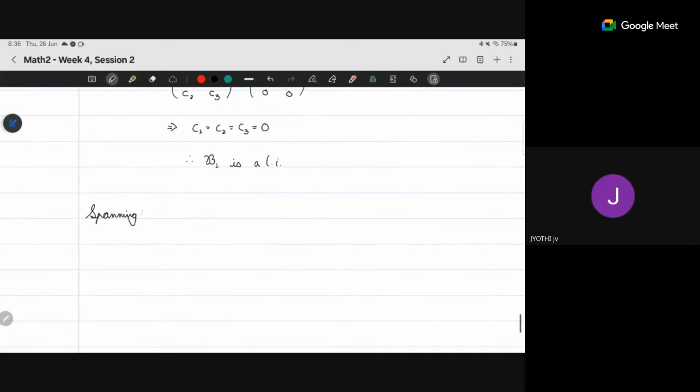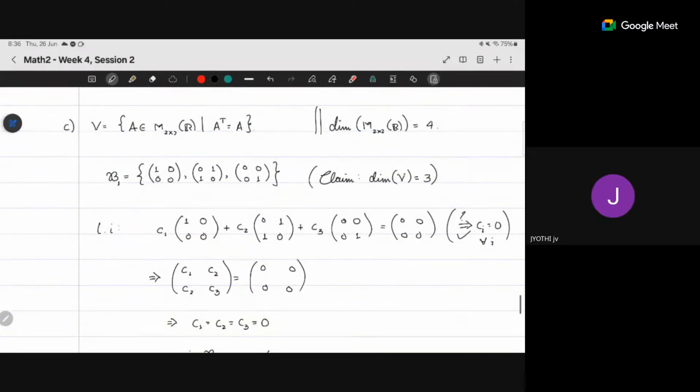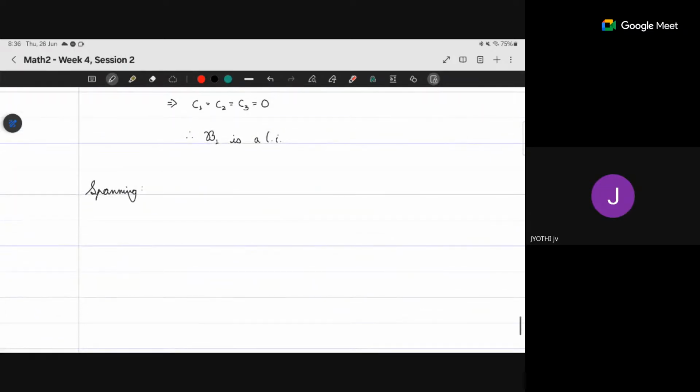Spanning. So if I want to say that B1 is a spanning set for V, then what is it that I have to show? Any element in the set can be represented using the basis B1. Yes. So what is a typical element in the set? What is an arbitrary element of the space of symmetric matrices? How can I write it? The non-diagonal principal elements are equal.